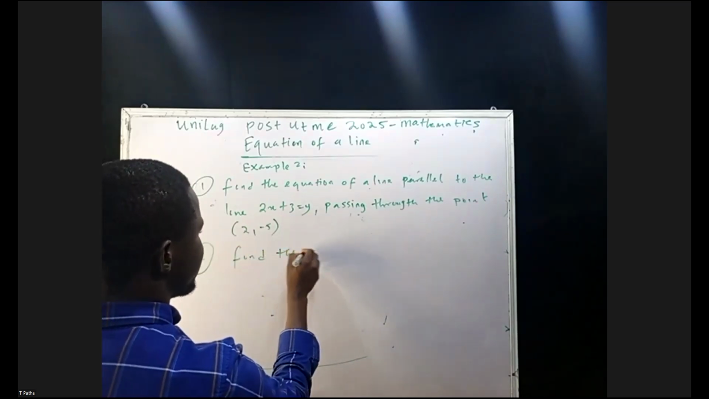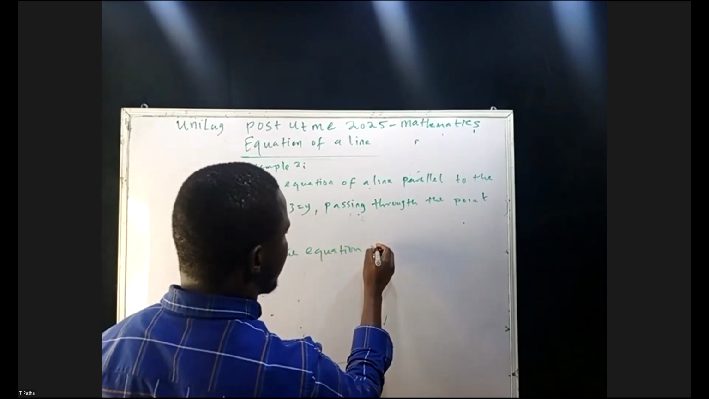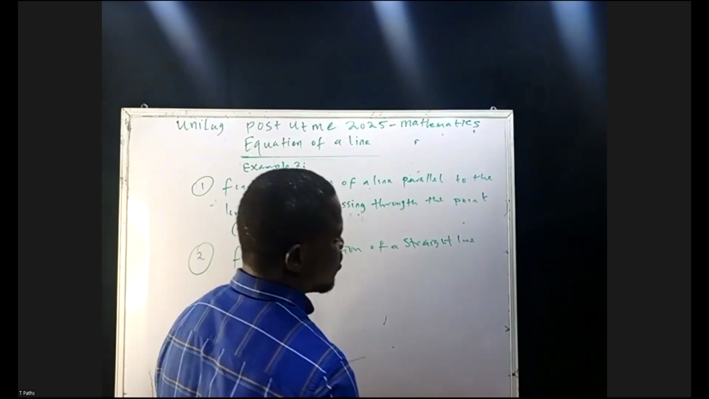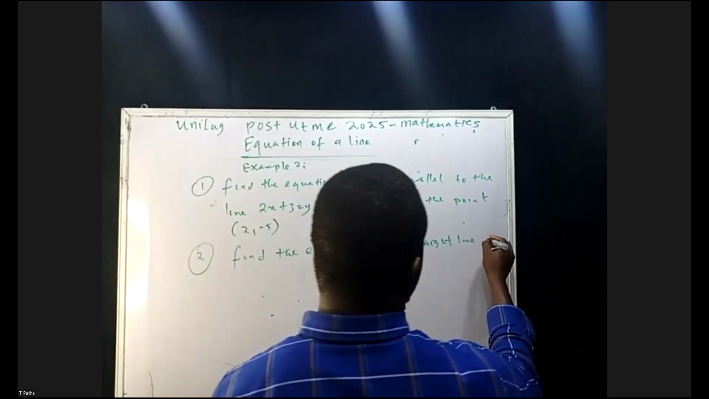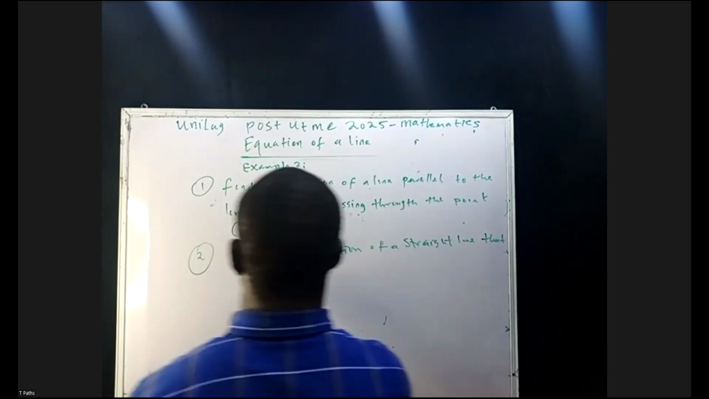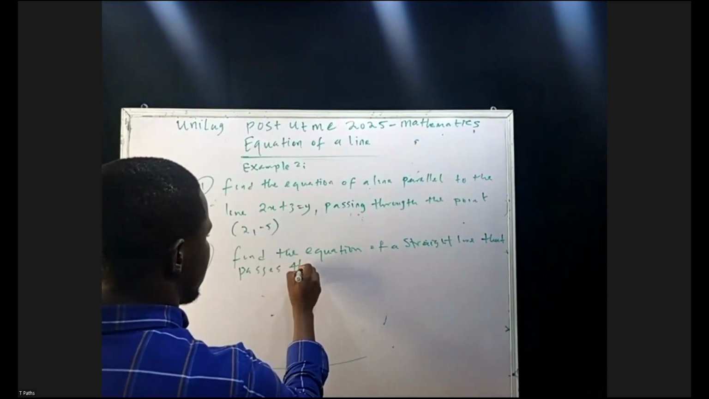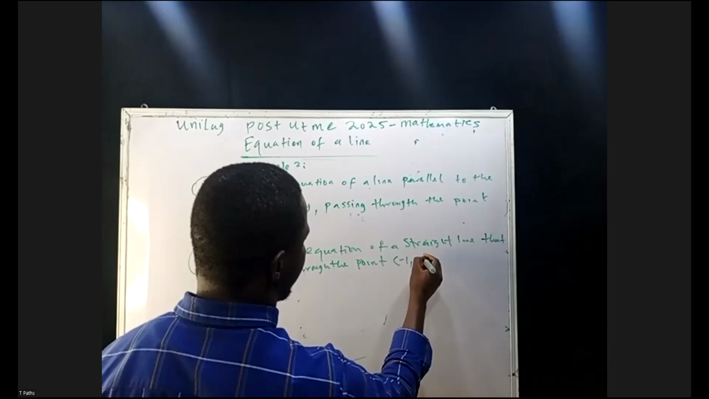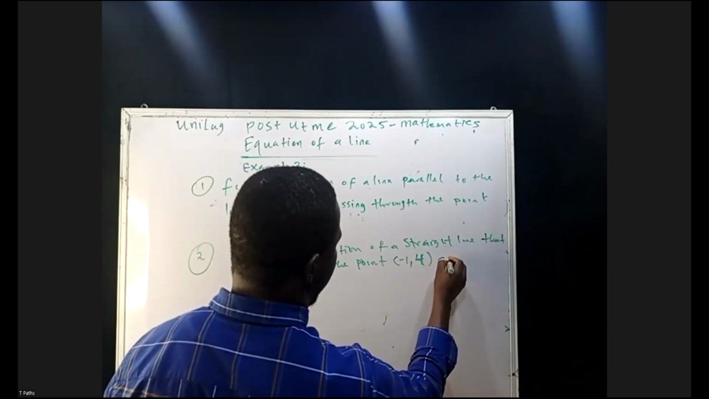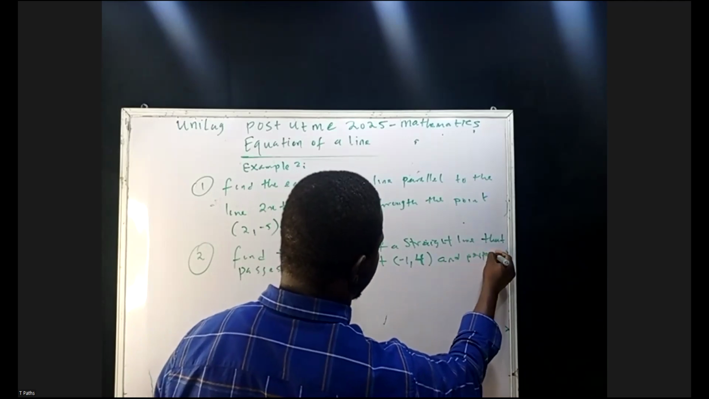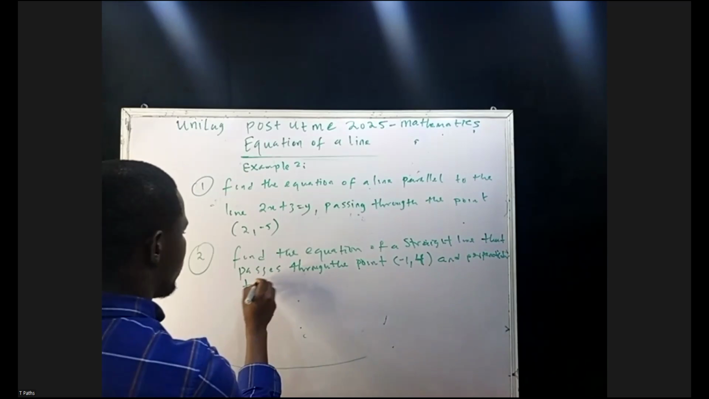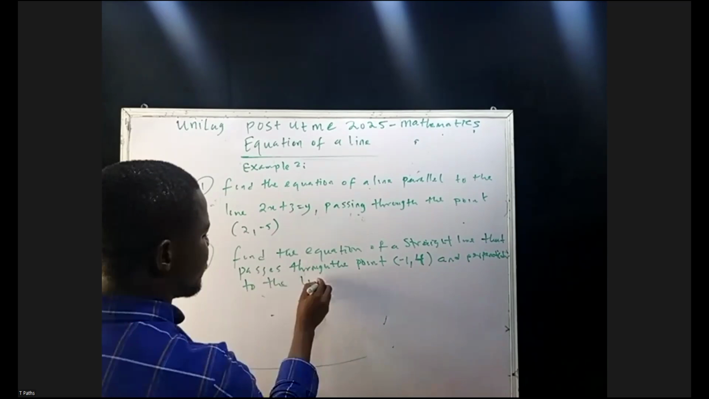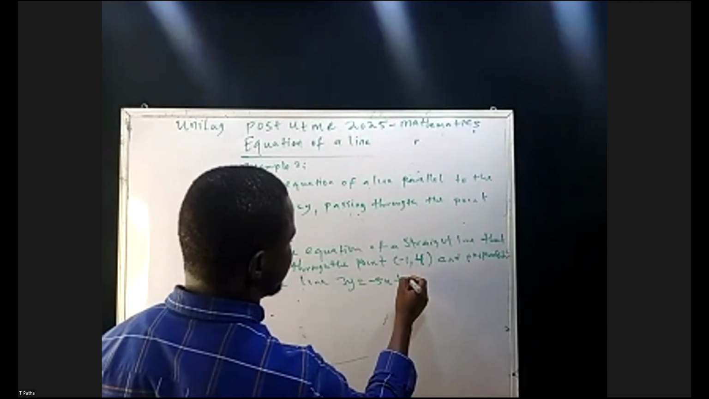Then the second one is: find the equation of a straight line that passes through the points minus 1, 4 and perpendicular to the line 3y minus 5x plus 1.